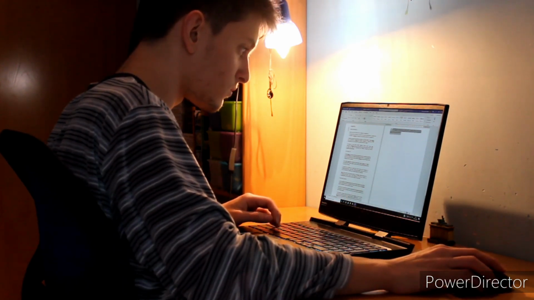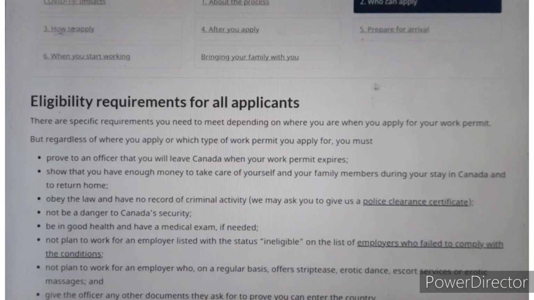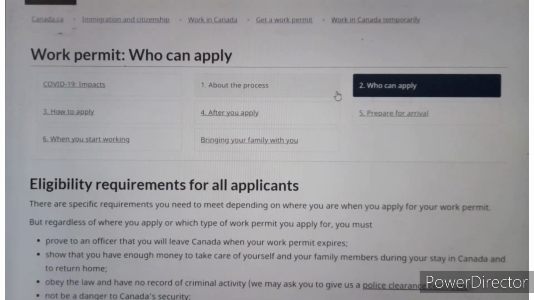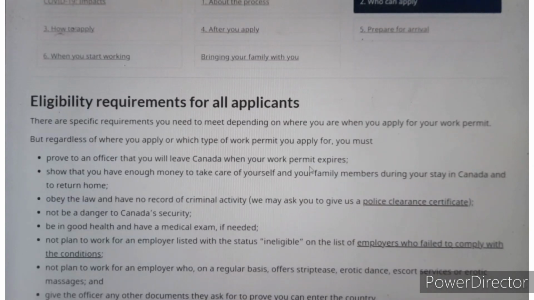Although you are supposed to get payment of the visa from the employer, one of the things that you should take care of is the work permit. So who can apply for a work permit, especially if you are outside Canada? There are specific requirements you need to meet depending on where you are and when you apply for your work permit. You have to prove to an officer that you will leave Canada when your work permit expires, and show that you have enough money to take care of you and your family members during your stay in Canada.